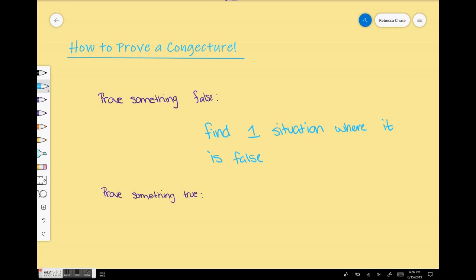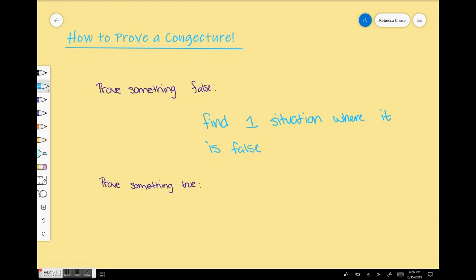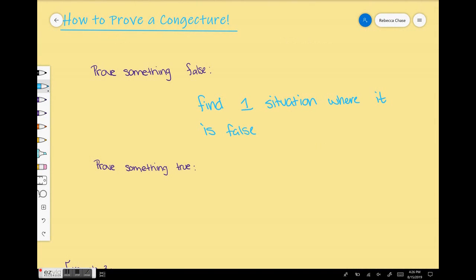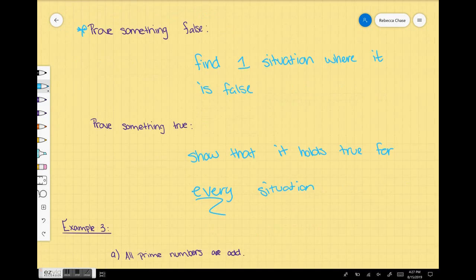It could be correct for every number except for one of them. It's going to be false. In order to prove it true is a little harder, because then you have to take the opposite of that. So you have to show that whatever the pattern is, that it holds true for every situation. Okay, so there can't be one situation where it's wrong, because we know if there's one situation where it's wrong, well, that proves it false.